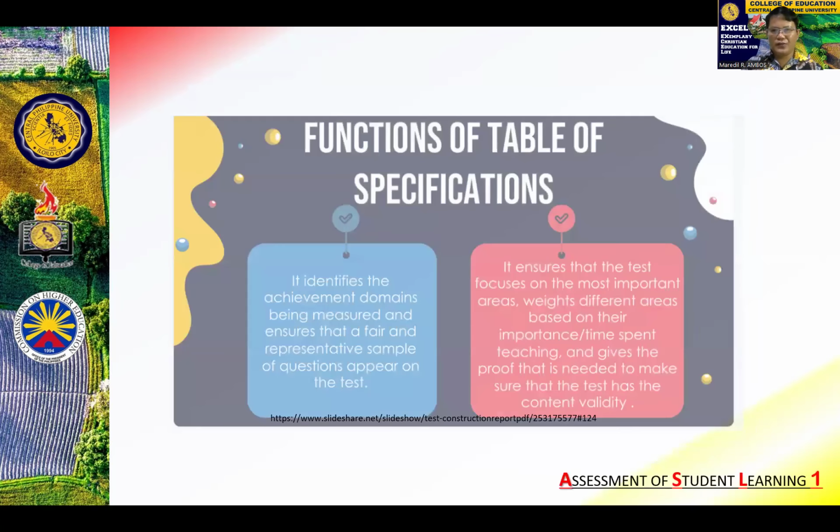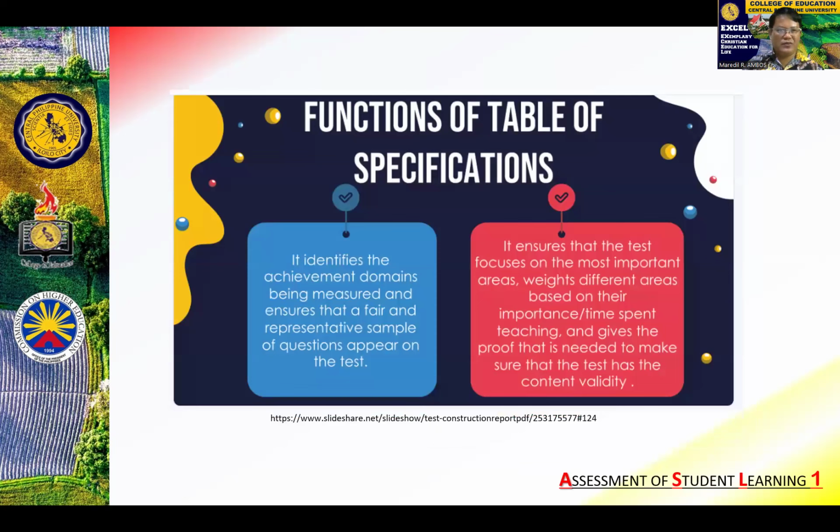Okay, we have the functions of the table of specifications. TOS identifies the achievement domains being measured and ensures that a fair, take note, fair and representative sample of questions appear on the test. Another is that it ensures that the test focuses on the most important areas, weights different areas based on their importance and the time spent teaching, and gives the proof that is needed to make sure that the test has content validity.